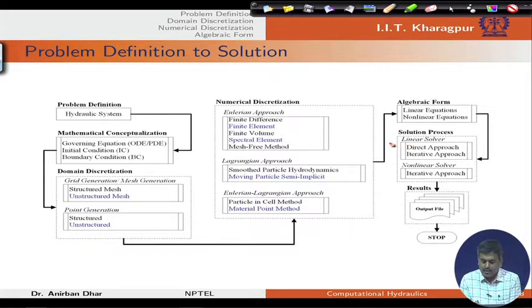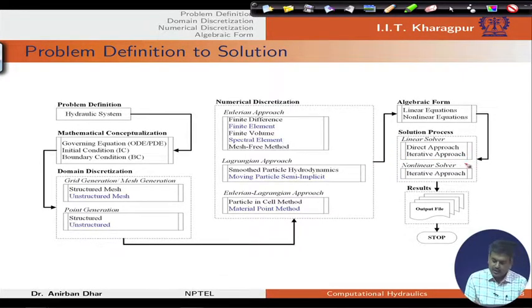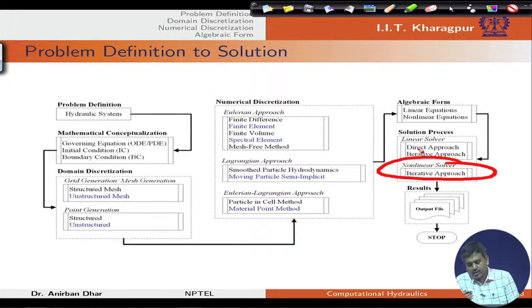For the solution procedure, we can have a linear solver or a nonlinear solver. In linear solvers, I have discussed the direct approach and the iterative approach. In the direct approach, I have covered Gauss elimination, tridiagonal matrix algorithm, and LU decomposition. In the iterative approach, I have covered Jacobi's method, the Gauss-Seidel approach, and Gauss-Seidel with SOR, or successive over relaxation. In nonlinear solvers, I have covered the iterative approach using the Newton-Raphson technique for the multivariable case.